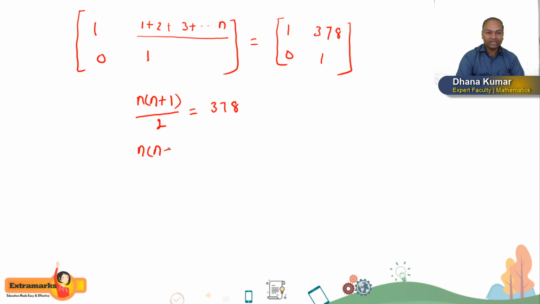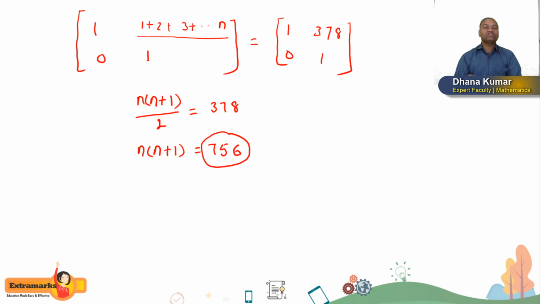Cross multiplication: n into n plus 1 is equal to 2 into 378. 2 into 378: 2 8s are 16, 2 7s are 14 plus 1 is 15, 2 3s are 6 plus 1 is 7. So finally we got the answer 756. Fine. Actually we want the n value.